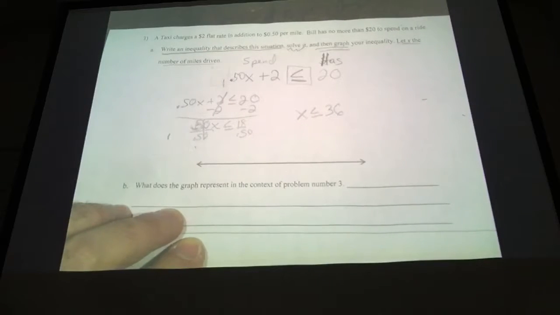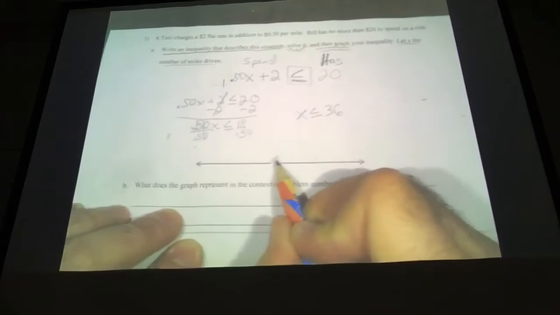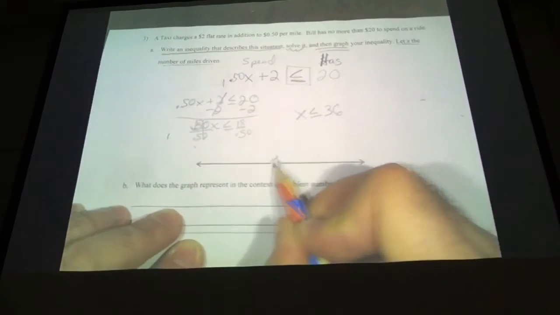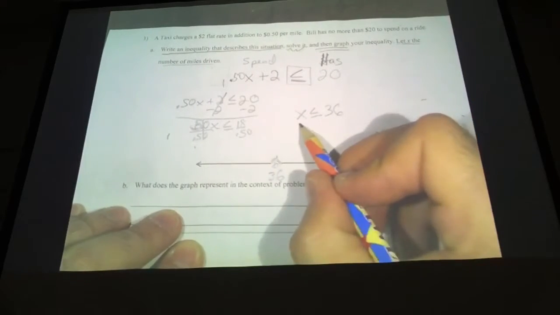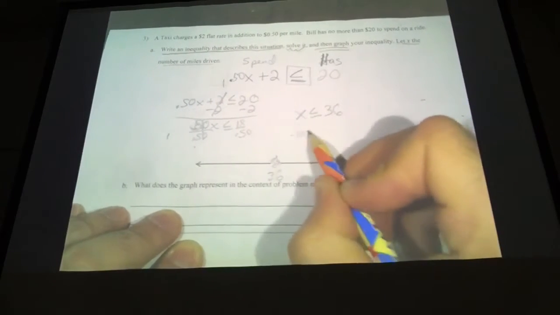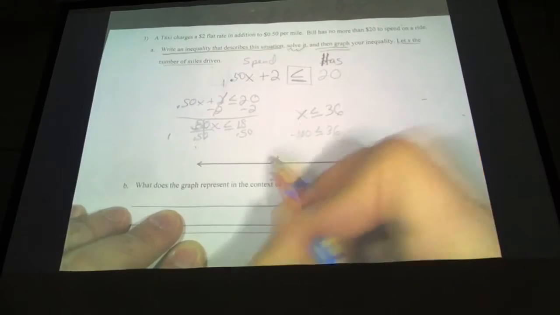Now, to put this on the graph, we're going to put 36 with a closed circle. And then the number that we're working with here would be like negative 100. Negative 100 is less than or equal to 36. That's true, and negative 100 is this way.